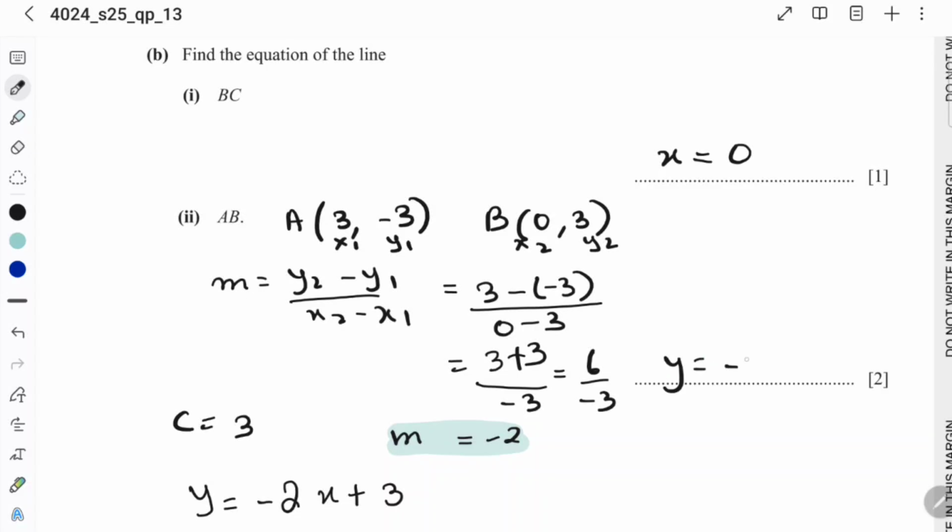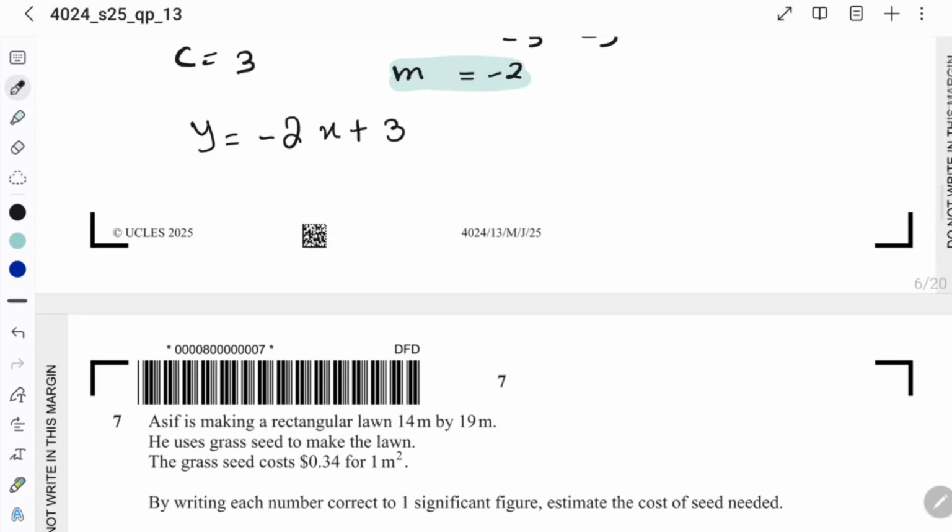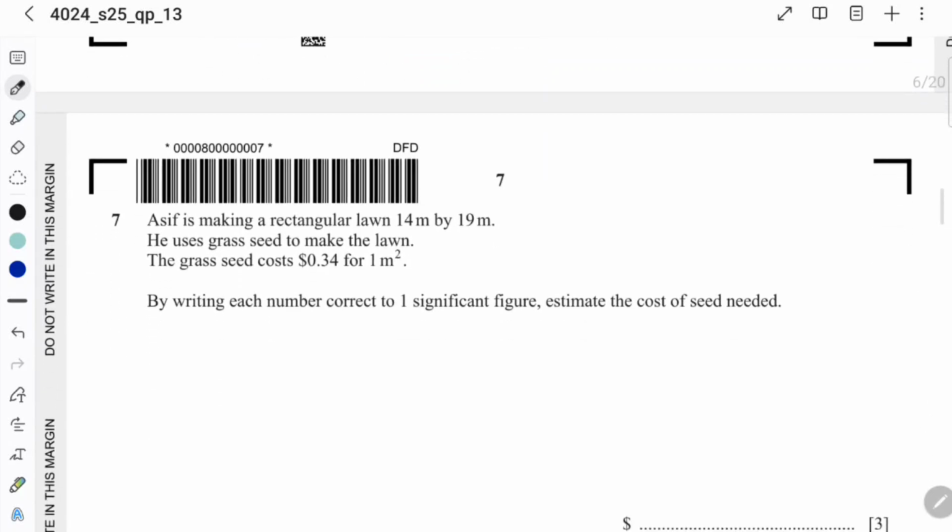So y is equal to minus 2x plus 3. That was a 2 marks question. Move to the next question now, question number 6.